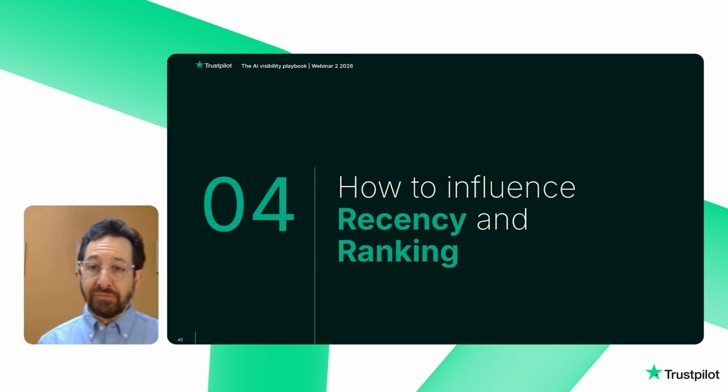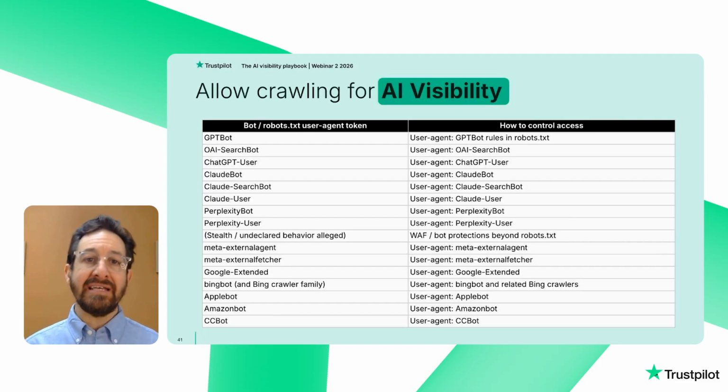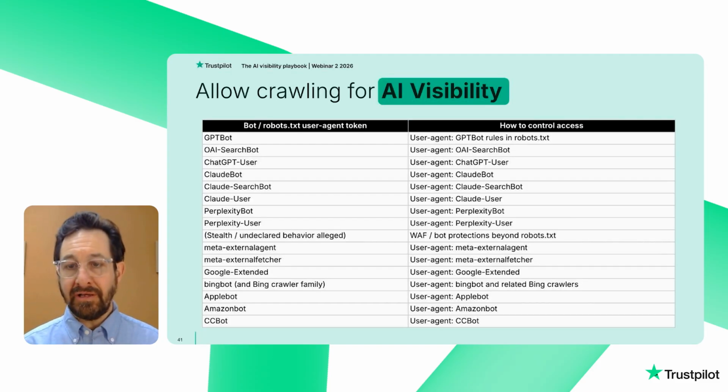Now, as we continue to move through ways to think about influencing these AI tools, let's touch briefly on recency and ranking, okay? Now, the first thing we need to make sure is that all of these AI systems are visible, or your site is visible to them, right?